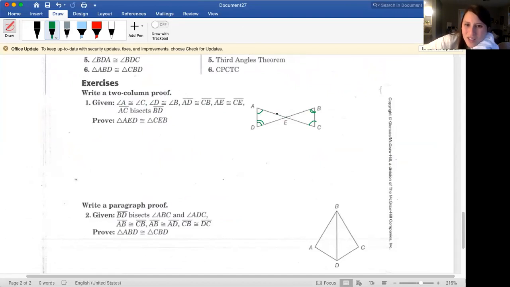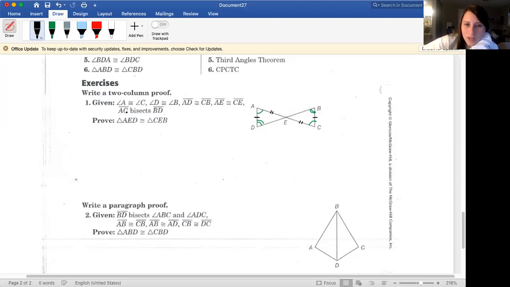But what do you notice? These are called vertical angles, right? So if they're vertical angles, then they have to be congruent. So that might be something I would state later on. But right now, it's not given to me, so I'm not going to worry about it just yet. Now looking at the sides, AD is right here. It's congruent to CB. And then AE is congruent to CE.